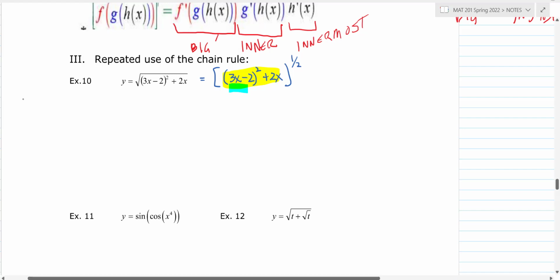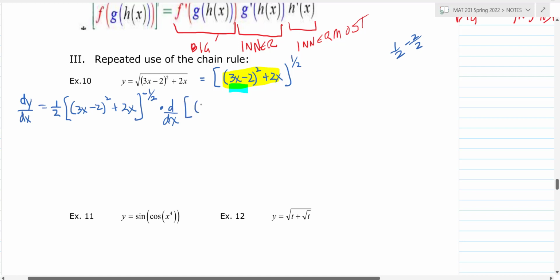So let me show you how you do this with the chain rule. So dy over dx, we bring the half down. Leave what's inside totally alone. Don't touch it, just write it down. We know that we subtract 1 from the exponent, so 1/2 minus 1 gives us negative 1/2. Then you pause, and you have to do the derivative of the inside part. Now that's what I have in yellow, so we need to do the derivative of 3x minus 2 to the second plus 2x like that.